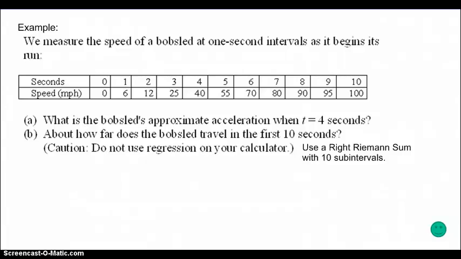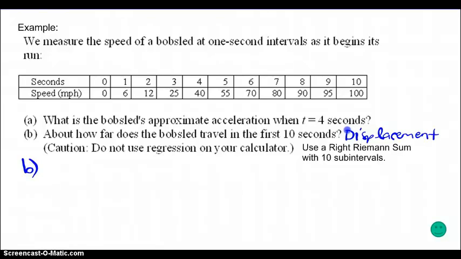We'll finish this example really quickly. Part B here is what we're doing now. We'll have a Riemann sum. Part B says, about how far does the bobsled travel in the first 10 seconds? Well, that's a way of saying distance, right? Or displacement. Displacement or distance.